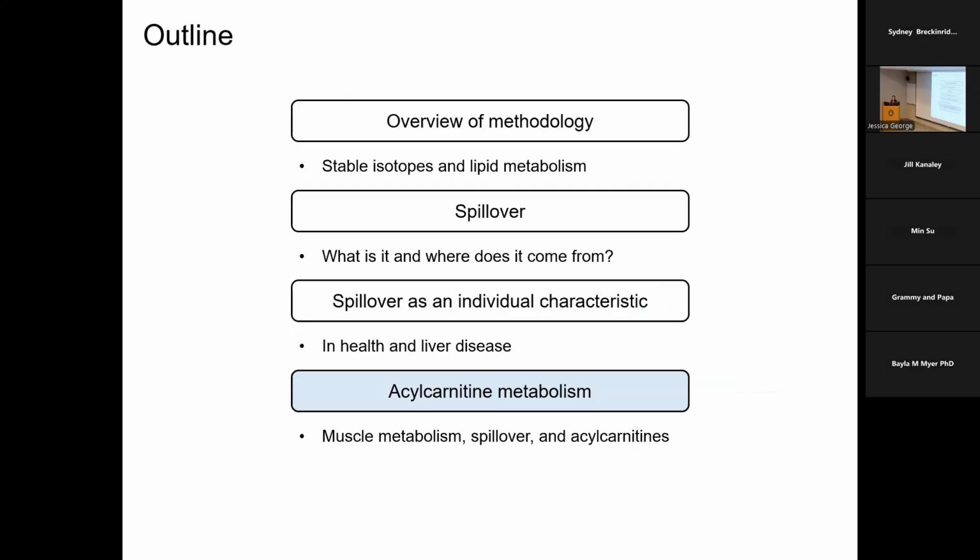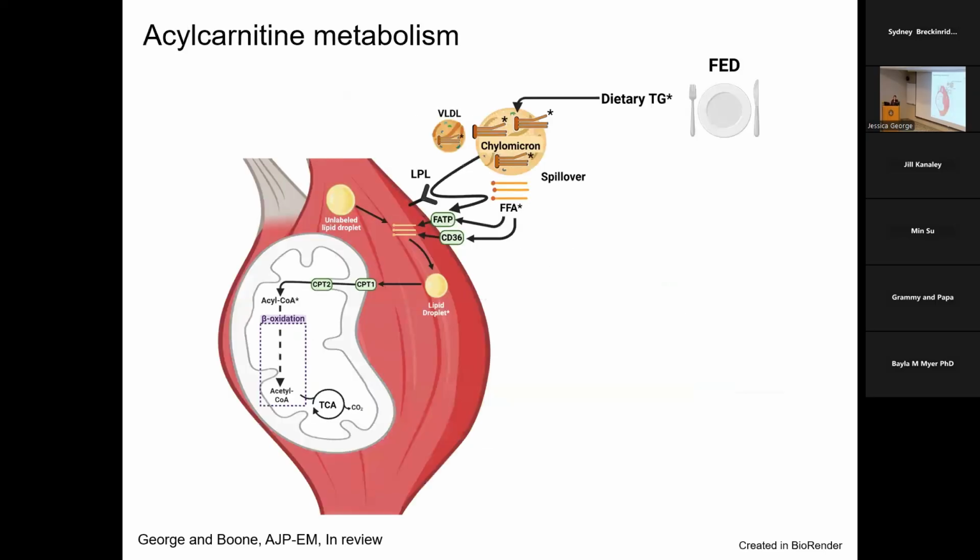Lastly, we wanted to test whether we could use acylcarnitines to detect intracellular processing of fatty acids using a meal-stable isotope. So far I've been talking about spillover, which are the fatty acids that remain out in plasma and are not taken up into muscle. But now I'd like to pivot and talk about the fatty acids that are taken up.